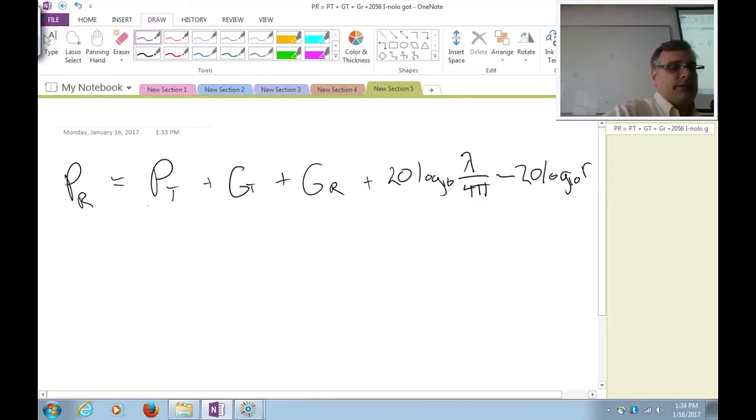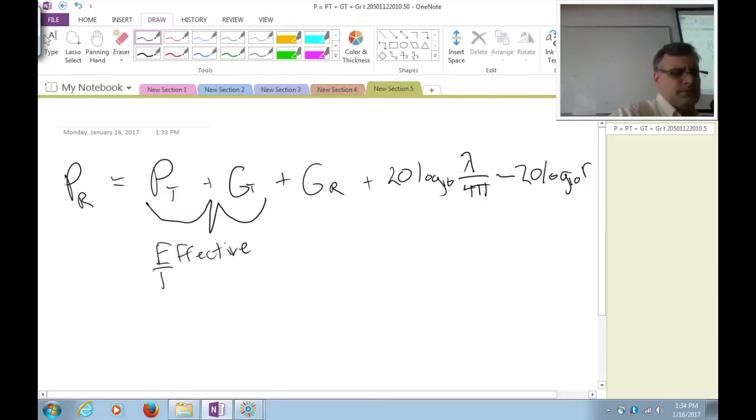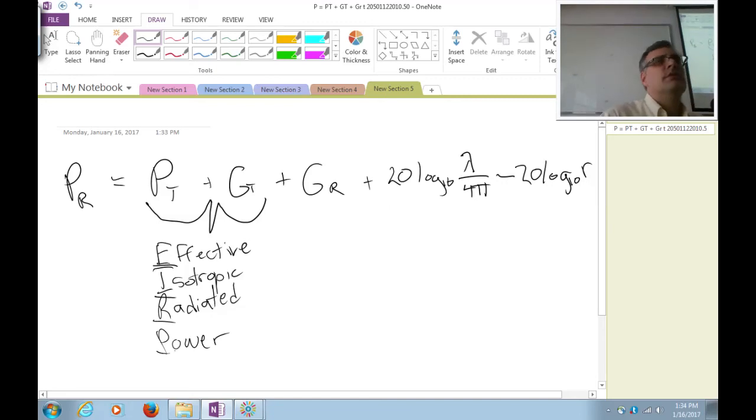The first thing is that some RF engineers like to lump these two together into a term that they call effective isotropic radiated power, EIRP. Effective isotropic radiated power. And that's reported in the same units as you're trying to calculate, either dBW, decibel watts, or dBm, decibel milliwatts.